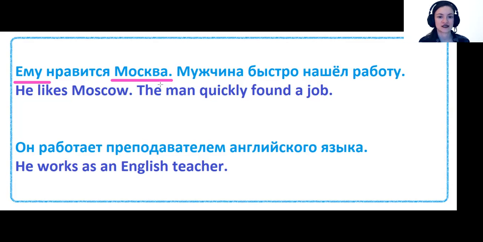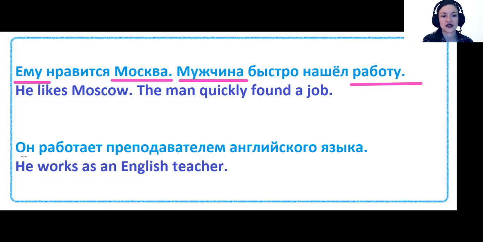So next one. Мужчина быстро нашел работу. The subject here is мужчина. It is in nominative case. Работу is the object. And the object in the Russian language is always in accusative case. Мужчина быстро нашел работу.